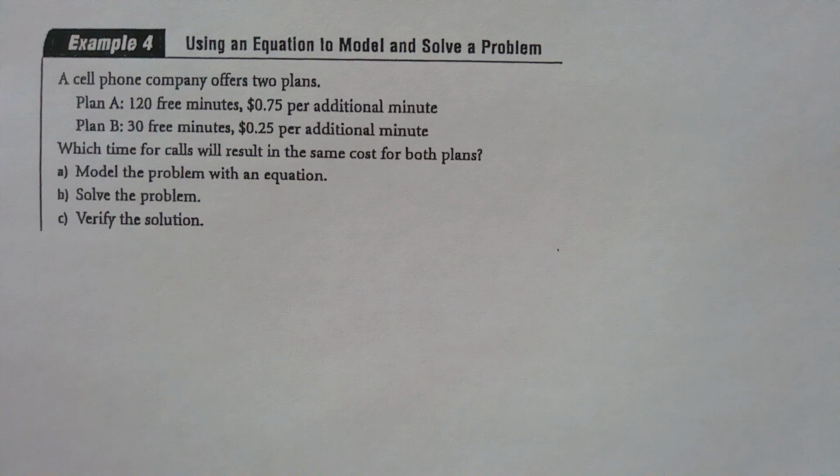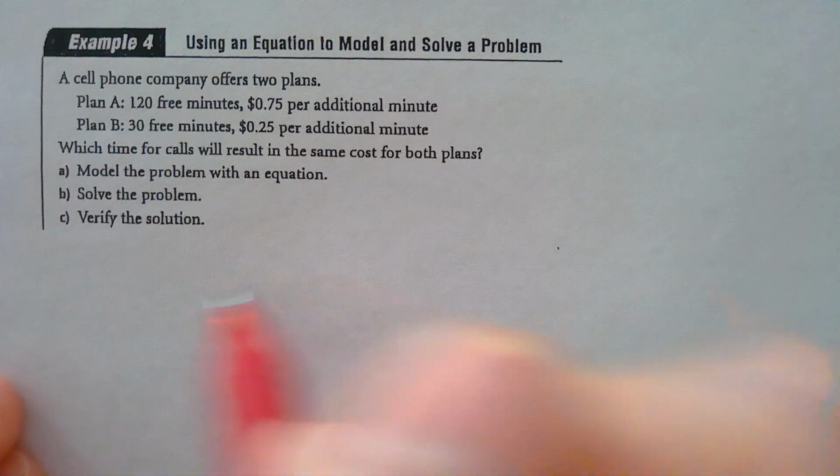Okay, so cell phone companies offer 2 plans. Plan A is 120 minutes free and then 75 cents for each additional minute. And then plan B is 30 minutes free with 25 cents for each additional minute. So how can I write plan A as an expression?